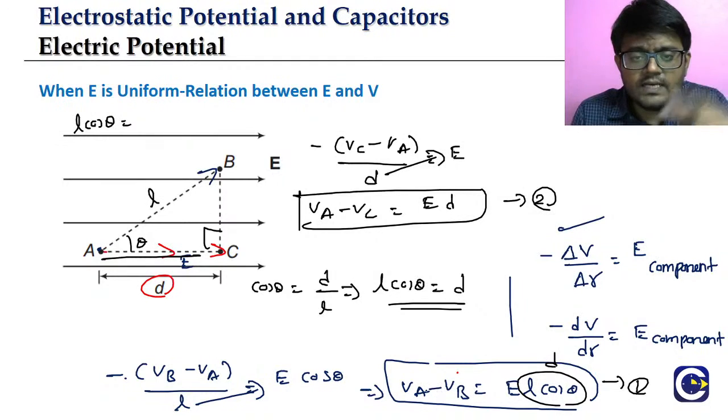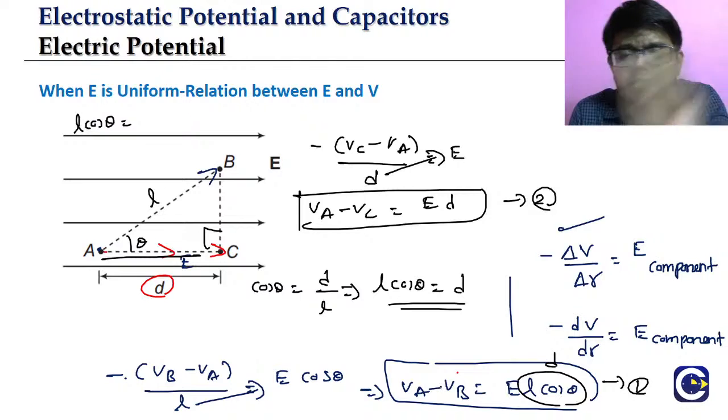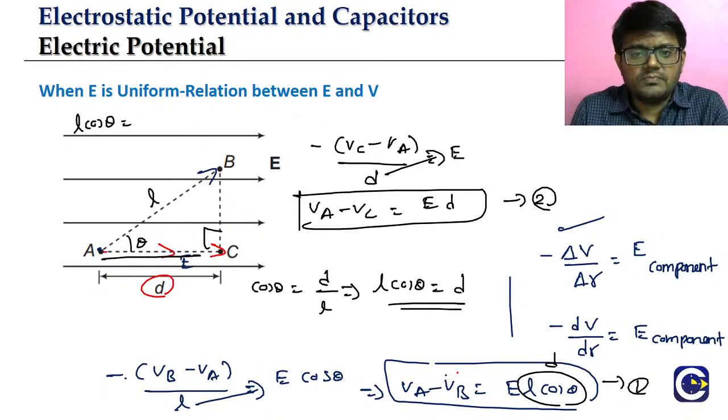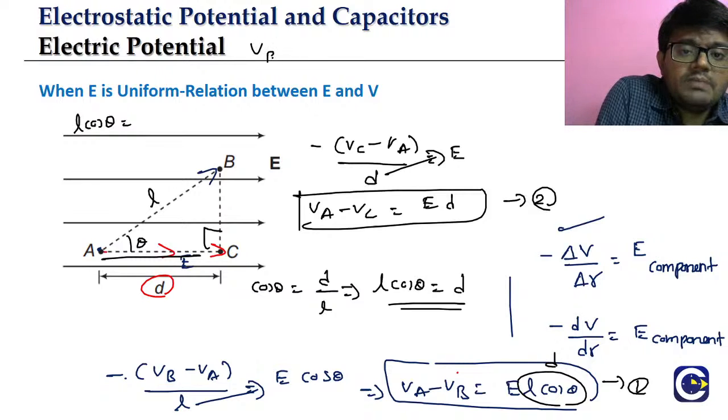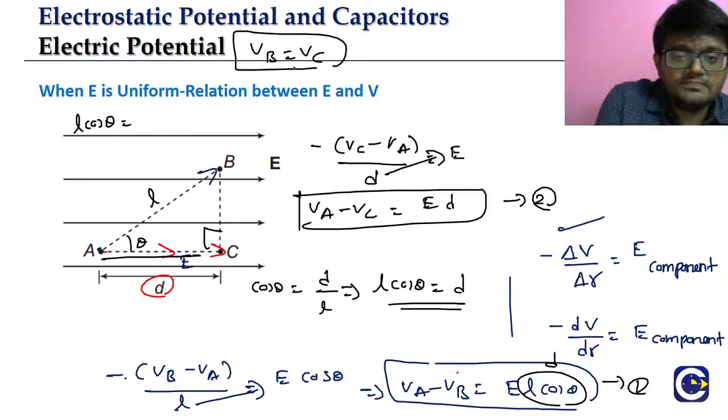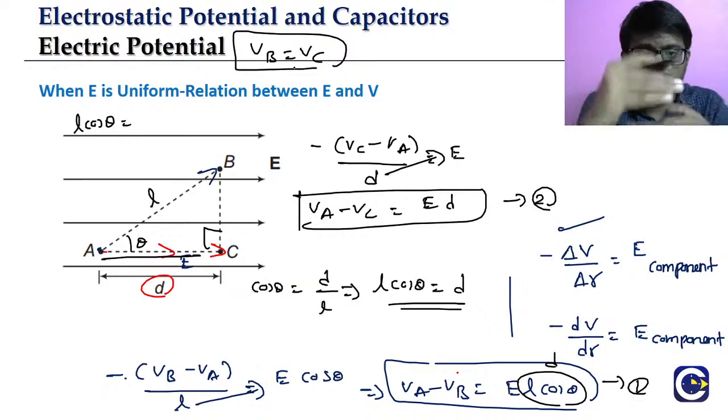What is in equation 1? VA minus VB is equal to E into D. In equation 2, VA minus VC is equal to E into D. From the two equations, what can we say? We can say that the value of VB will be equal to VC. If you compare the two expressions side by side, what do you see?